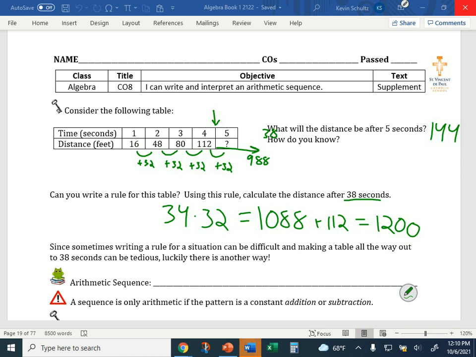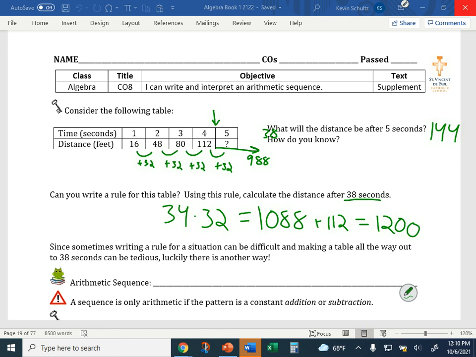Anybody else have other thoughts? Okay. So it sounds like most of us didn't really know how to calculate this 38 seconds without just adding 32 over and over again.